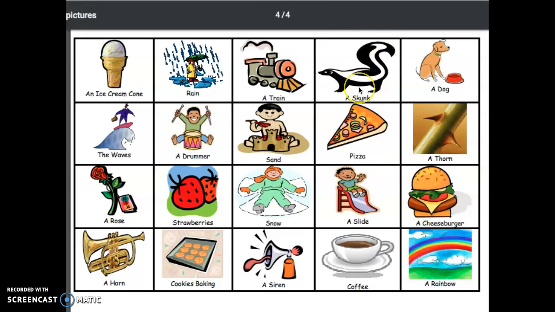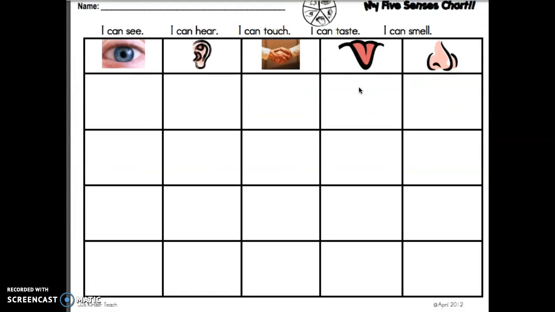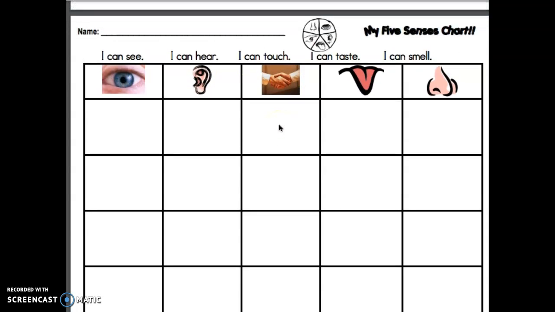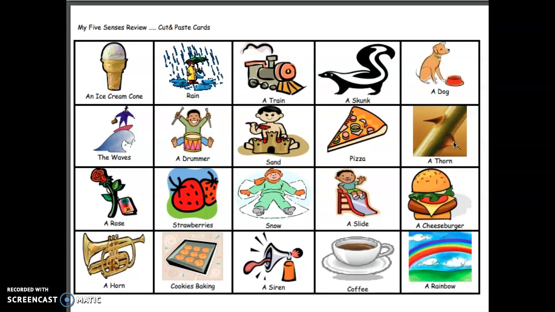Let's take a look at a skunk. Well, I know that we can see a skunk. We could touch a skunk. But whenever you think of a skunk, what do you normally think? What sense? Did you say your sense of smell? That's right. I would put a skunk underneath the smell category. Ooh, I know skunks are stinky. Let's look at another one.